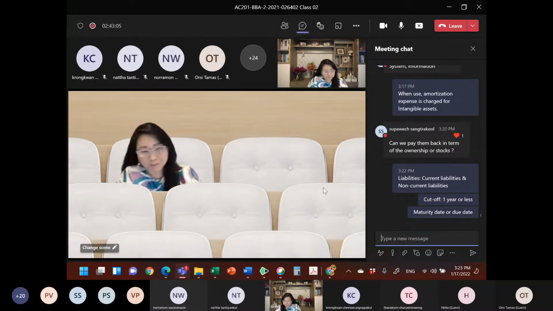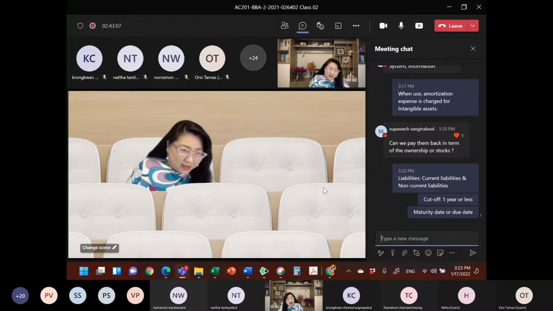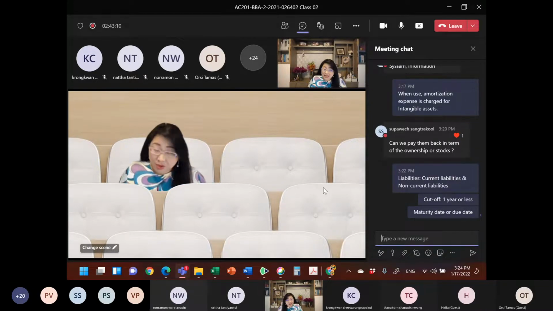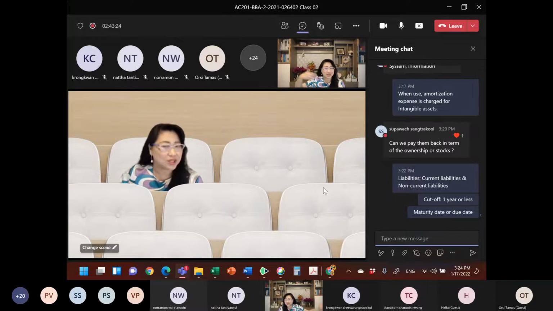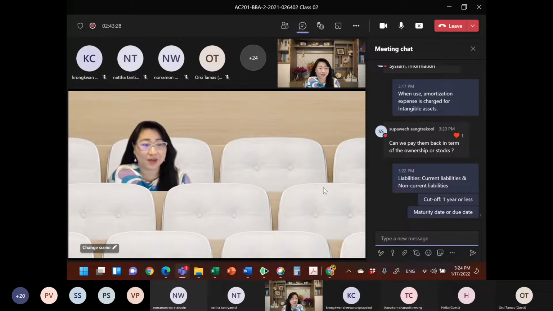And here you have to look into the maturity date or the due date of the loan, or the liability. If the maturity date is within a year, then it's current. If it's longer than that, like 5 years, 10 years, then it's non-current. So it depends on the due date or the maturity date.